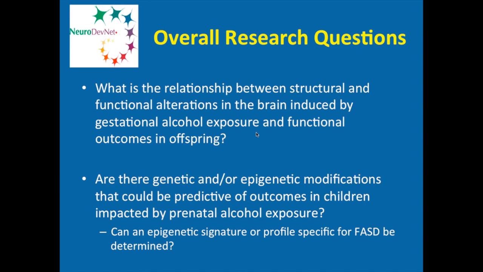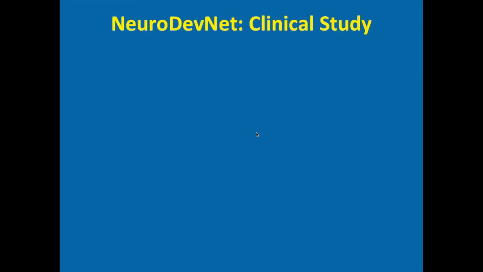Okay. So, just to reiterate, I know you've heard about NeuroDevNet in previous webinars, and James has talked about it this morning, but we have two central questions driving all of the projects. One is to examine the relationship between structural and functional changes in the brain that occur with prenatal exposure to alcohol and the functional outcomes in the offspring. How do the brain and the functional changes we see correlate with each other? And secondly, trying to look for genetic or epigenetic signatures, epigenetic modifications that could be predictive of outcomes in the children. Can this become a kind of new biomarker by which we can identify exposed children? And I can define epigenetics a bit later if we have time for that component.